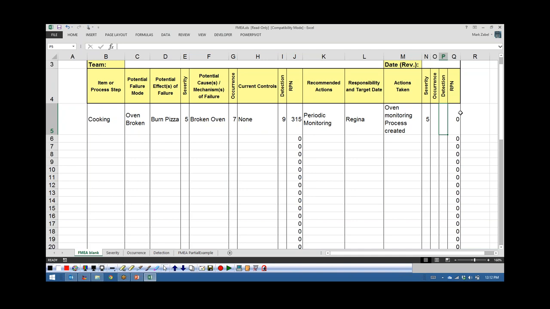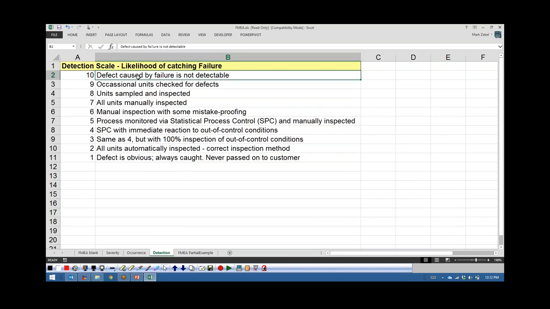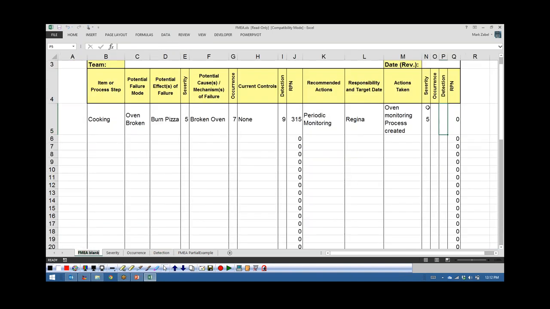Does it do anything to our controls? Well, yes, it definitely makes our controls better, right? I don't know whether it moves it to a 5 or whatever, but we would have some definition of what control means. Let's take a look at it. It's not detectable. Occasional units checked for defects. Units sampled, inspected. It's kind of like around a 5, right? It's like statistical monitoring. SPC with immediate action, maybe it's this. Maybe it's a 5 or a 4. But in any event, it's not a 10. It's not a 1. So let's just put in a 5.